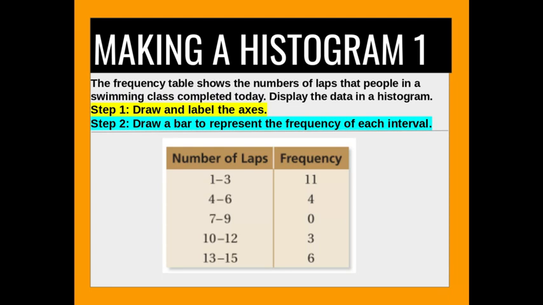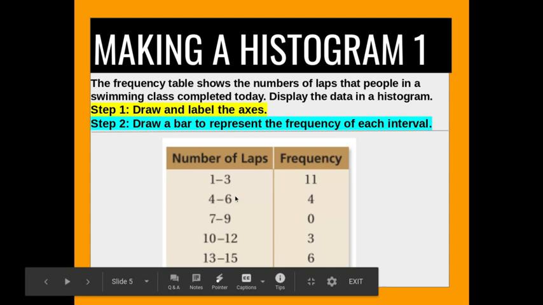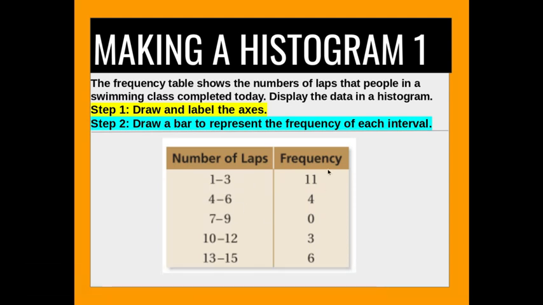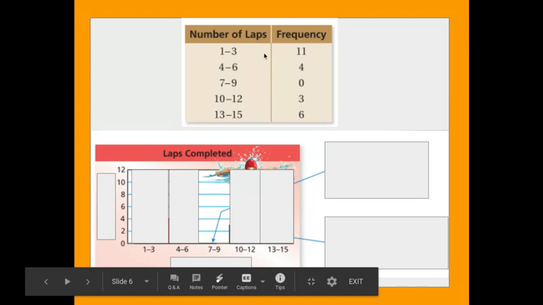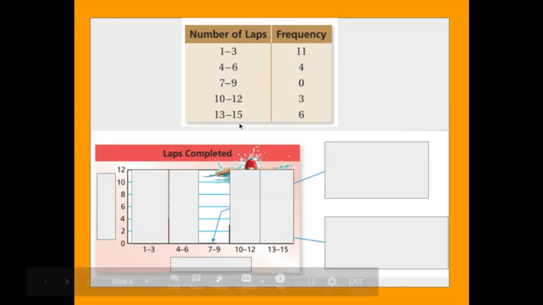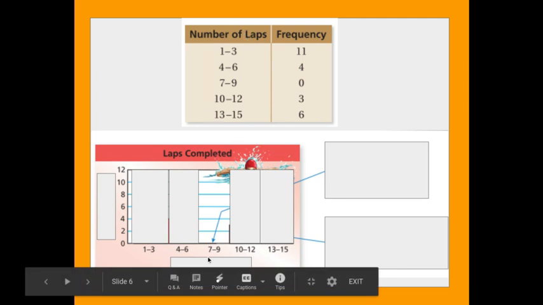Okay, so we need to draw our x and our y axis. Our x-axis is always going to have our interval on it, in this case our number of laps. The frequency is going to be on our y-axis, going straight up and down vertically. Here's our frequency table, and the number of laps with our intervals are located horizontally here on our x-axis. And we're going to label it number of laps. The frequency is on our y-axis going vertical.